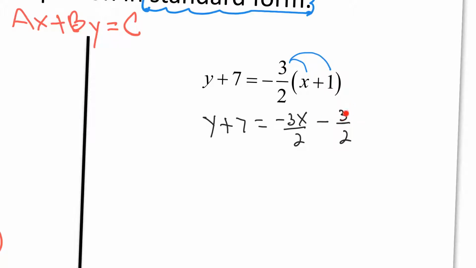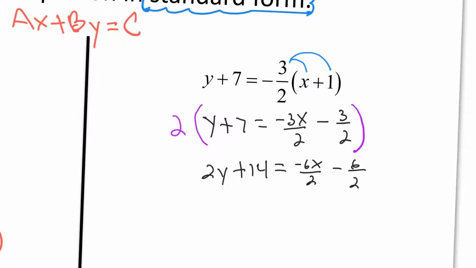And 3 times 1 is 3. And keep the denominator. Let's get rid of the denominator. To get rid of it, you just multiply by the denominator. So I'm going to multiply all of this right here times 2, because once again, that is the denominator. So when I distribute, 2y plus 14 equals, now I will multiply 2 times negative 3 and keep the denominator. So it's going to be negative 6x over 2 and minus 6 over 2. I do multiply 2 times this number on the top, so that's negative 6, and keep the denominator.